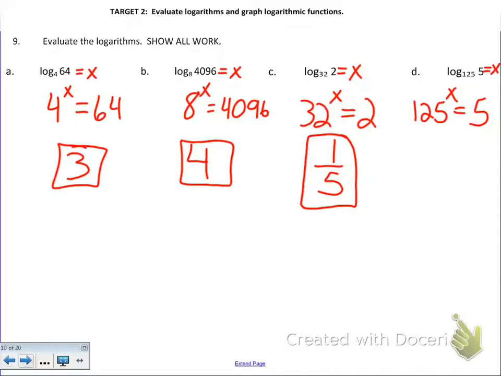So then we need to think backwards. What root of 125 is 5? And that is the third root. So our answer is 1/3 for this one.